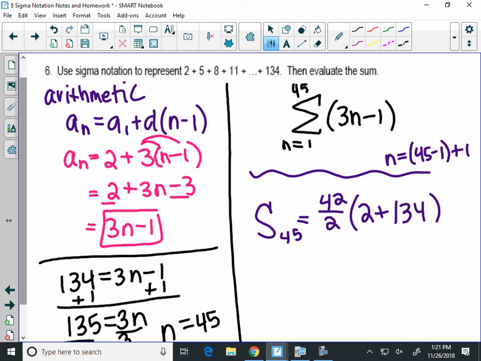134. This is the last long one, guys. Stick with me. Type that into your calculator. What does that equal? 21 times 136. I don't know.